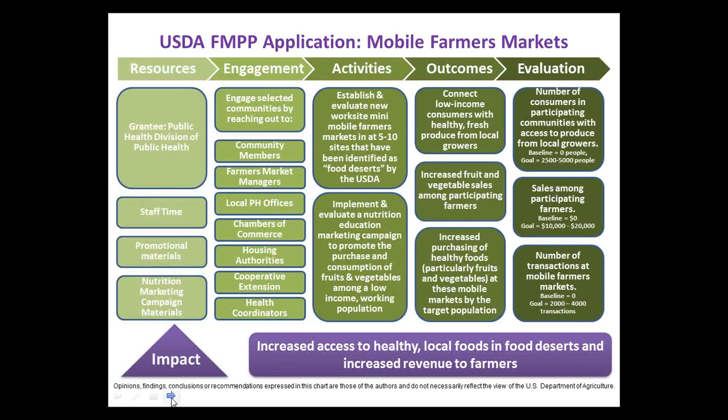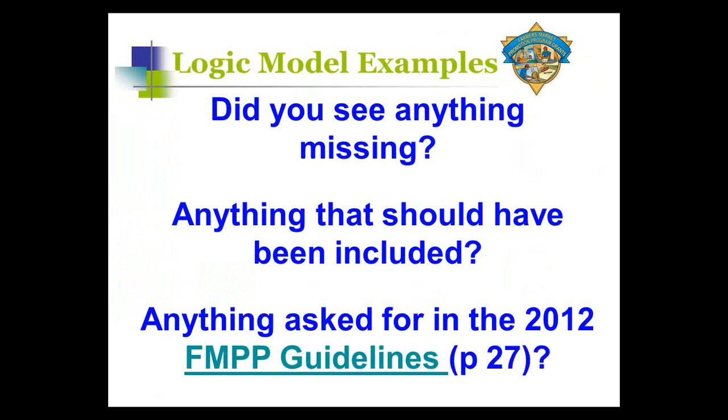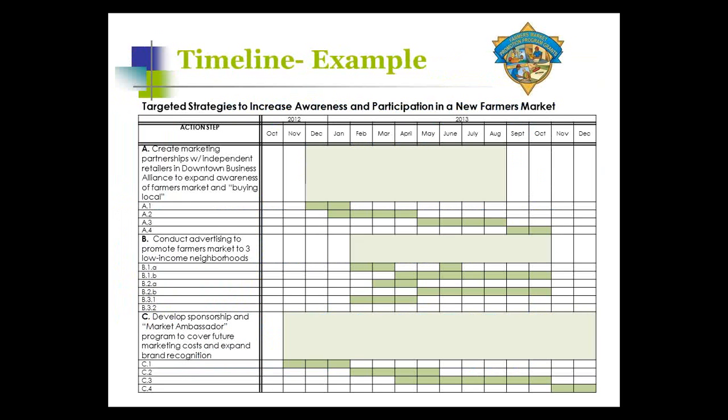So now, in this last example, did you see anything missing? I'm going to answer the question for you, but was there anything that should have been included, and was there anything that may have been asked for if they were applying under the FMPP application? So let's go, oops, excuse me, I'm going the wrong way.